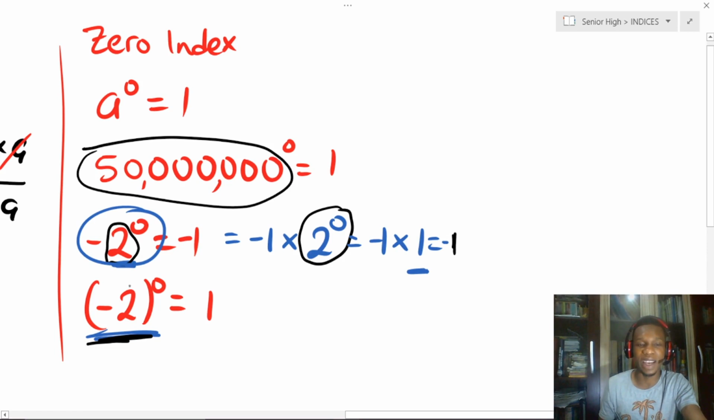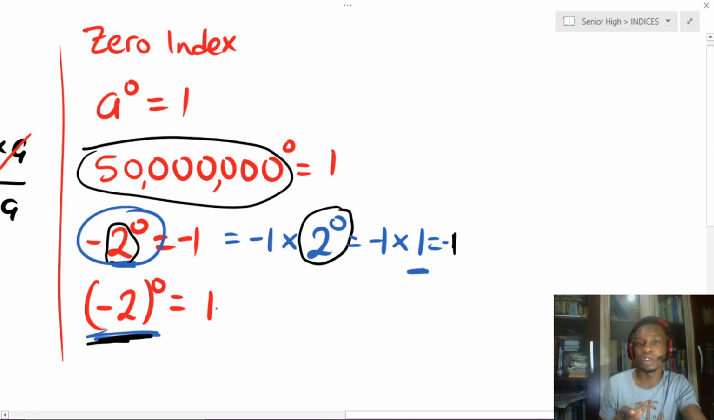Then lastly, I showed you how the thing could happen. What will you do so that this will become 1? That was what I said, minus 2 raised to the power of 0. When you put it in brackets, then your 0 is affecting everything and it becomes 1.